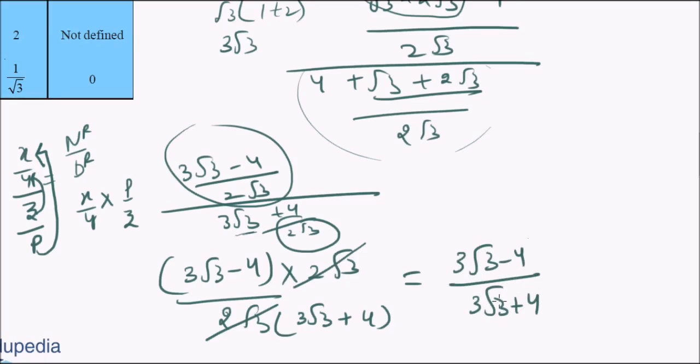Friends, we can never have a root term in the denominator for a proper fraction. So we have to rationalize this denominator.